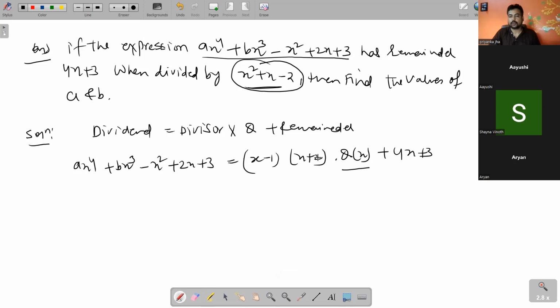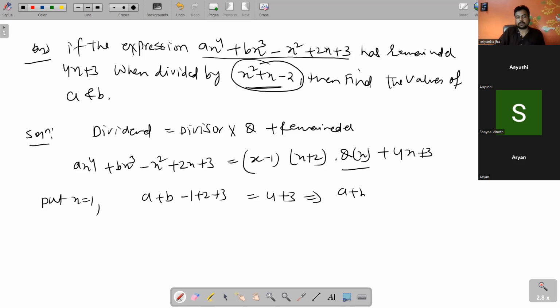So we will always try to put a value of x in such a way that it will make this term 0, and 0 multiplied by this q will become 0. I can see that if I put x equal to 1 here, this will become 0 into anything, 0. So we don't have to deal with Q(x). So put x equal to 1: a plus b minus 1 plus 2 plus 3. This will be 0 and 4 plus 3. From here you got a plus b, the 4 and 4 are gone, equal to 3. Equation number 1.